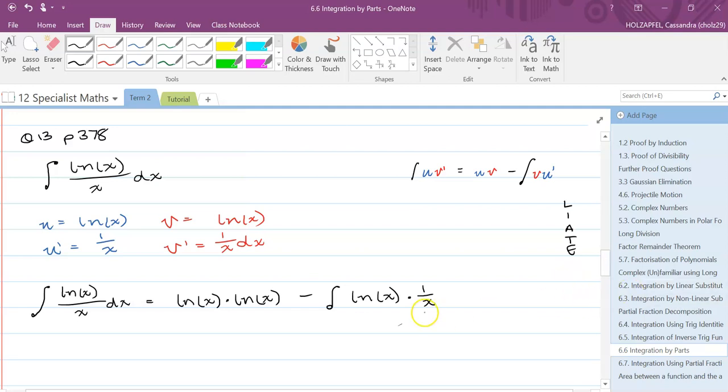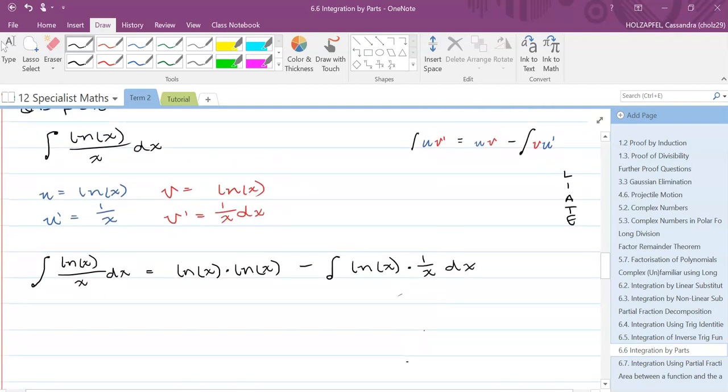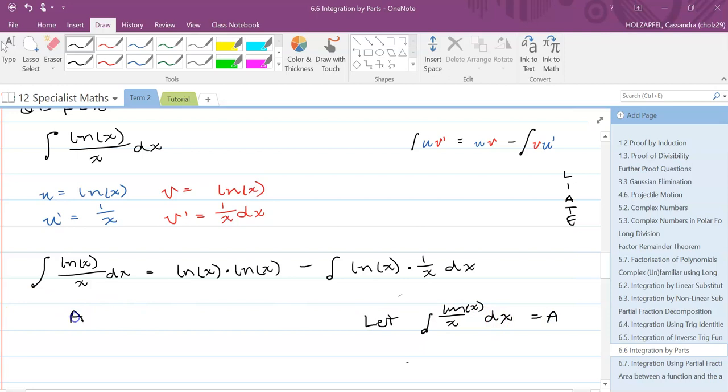Now, what you may notice here is that we actually have a very similar issue. This is the thing that I'm actually trying to find the original integral of. So what I'm going to do, just to make this hopefully a little bit clearer for you, is let the integral of ln x dx equal A. Then I have A is equal to ln squared x, because I've got ln times ln, minus A.